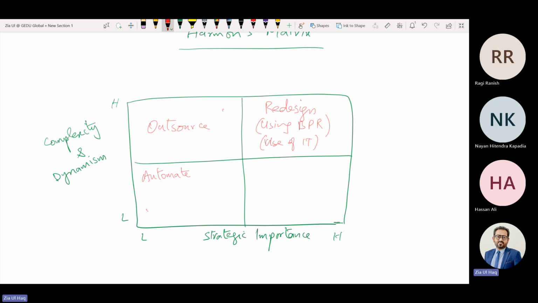Automate means try to find out the issue, what's the issue, and resolve it. This is what automate. But if to automate there is more cost required, and they are secondary activities, support activities, that do not provide that much benefit. If cost is more, then on cost benefit analysis, you can outsource them as well.